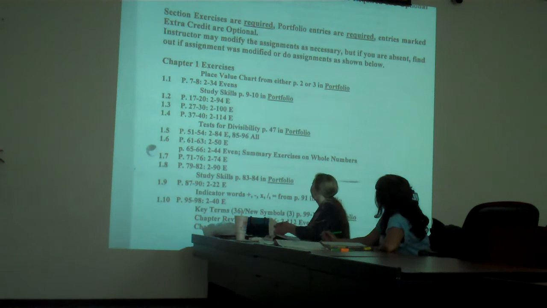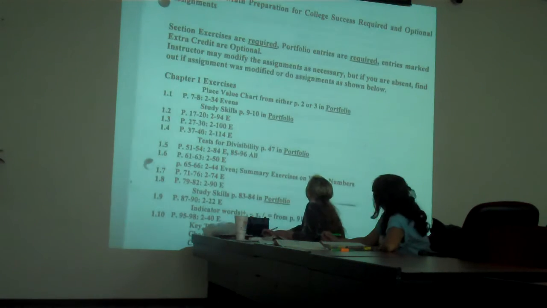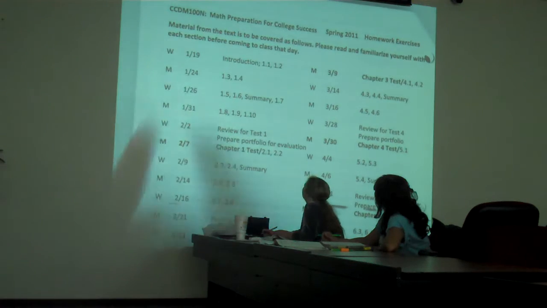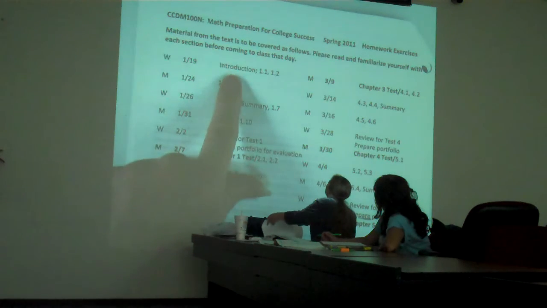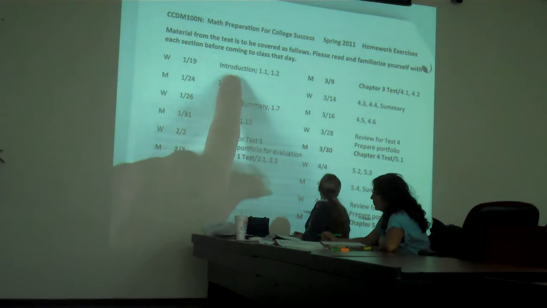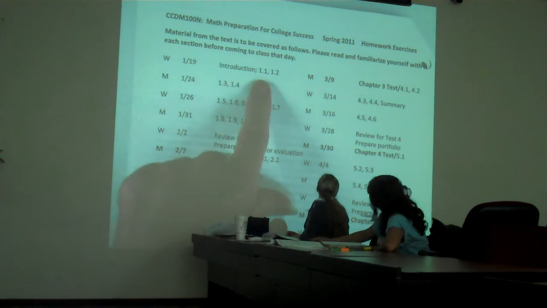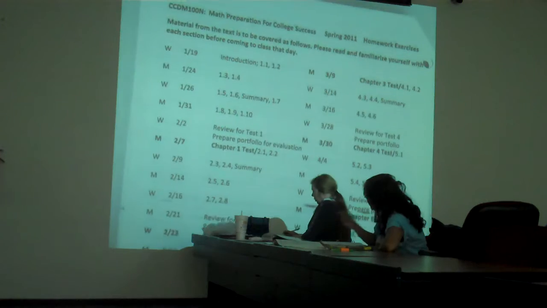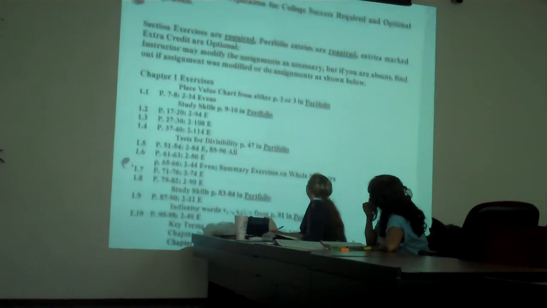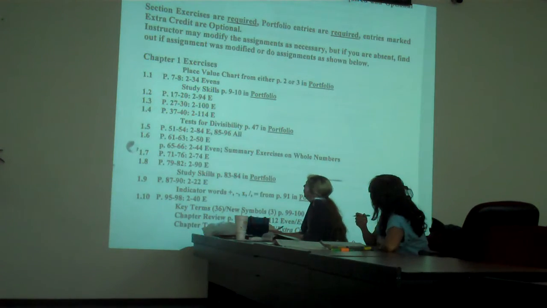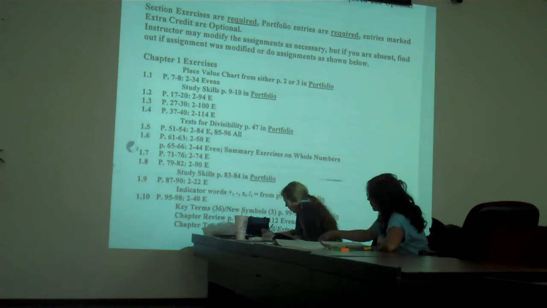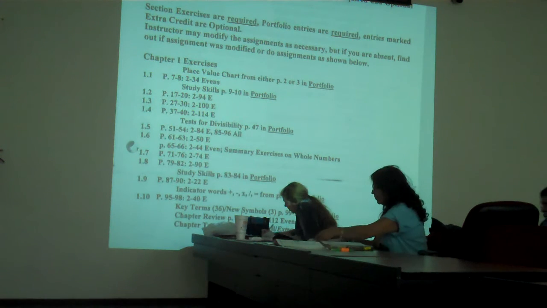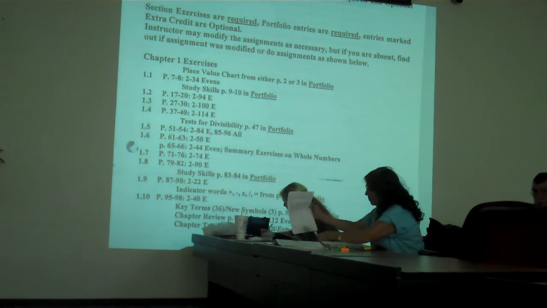Okay, if you look in your syllabus, these are the problems that are required. Right here, the 19th: introduction, going over the syllabus, which we've done, and 1.1 and 1.2. When you go to the very next page, it says what you have to do on 1.1 and 1.2. Where are we at in the syllabus?